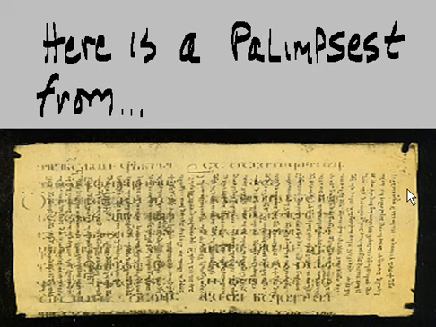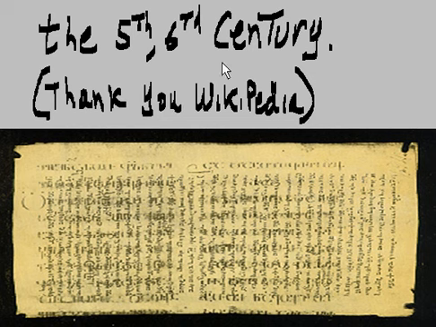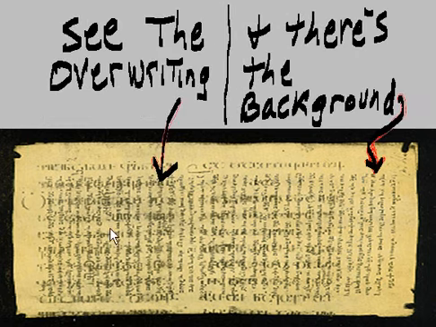Palimpsest. Well, here's a palimpsest from the 5th or 6th century. Thank you, Wikipedia. You can see the ancient writing in the background over here, going up and down, and the overwriting on top of it going left to right. The monks' incantations and prayers. Here you see the overwriting, and there's the background.